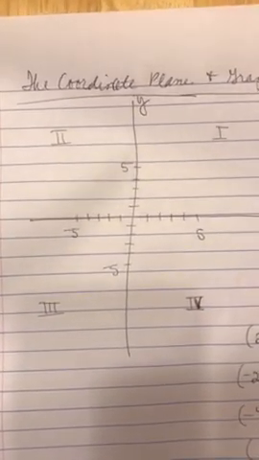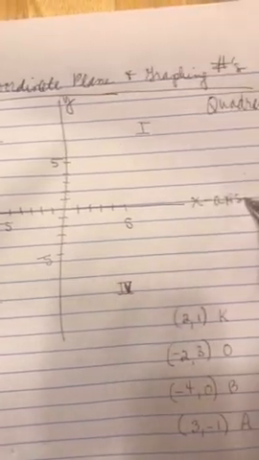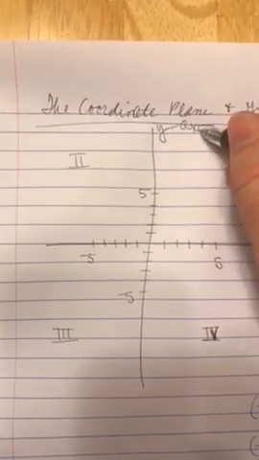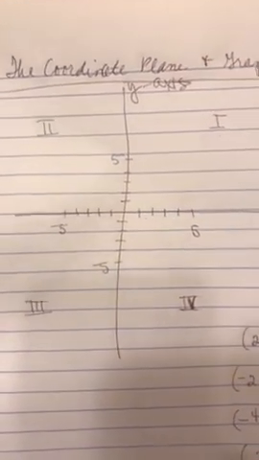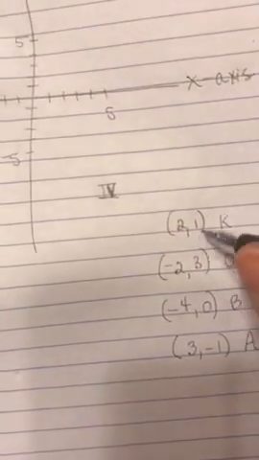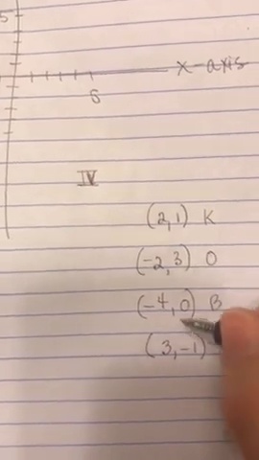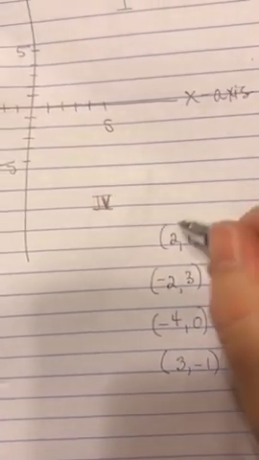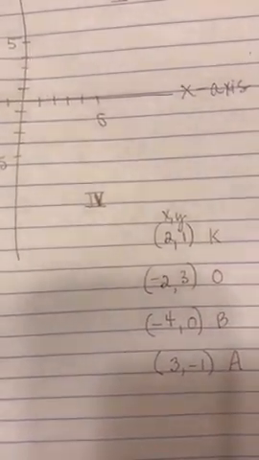This is what we call the x-axis, the one that goes across or horizontally, and this one is the y-axis, or the one that goes up and down or vertically. When you have ordered pairs like (2, 1), (-2, 3), (-4, 0), (3, -1), in your ordered pairs, the first number is always your x value, and your second number is always your y value.